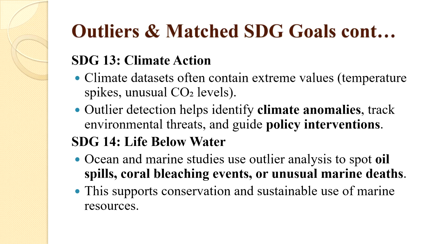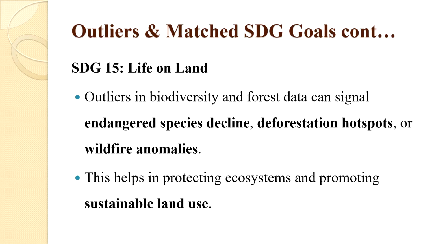It is matched with goal 14, life below water. Ocean and marine studies use outlier analysis to spot oil spills, coral bleaching events, or unusual marine risks. This supports conservation and sustainable use of marine resources. Then it is matched with goal 15, life on land. Outliers in biodiversity and forest data can signal endangered species decline, deforestation hotspots, or wildfire anomalies. This helps to protect our ecosystem and promotes our land to sustain for a long period.